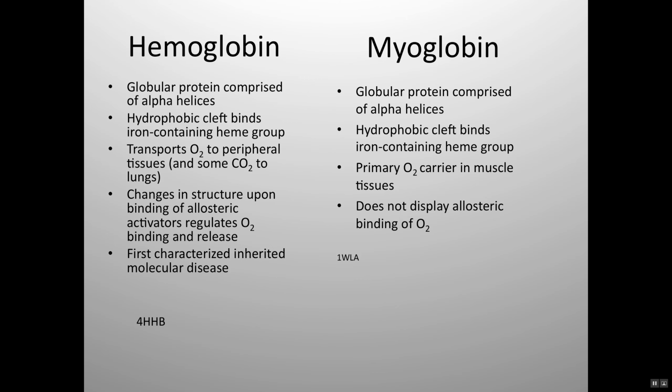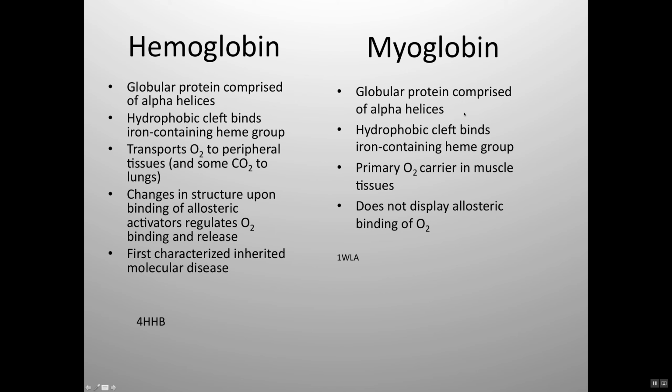So, as I said, they have many similarities. They're both globular proteins comprised of alpha helices. They have a hydrophobic cleft binding the ion-containing heme group. Now, hemoglobin's function is to transport oxygen to peripheral tissues, and it also transports some carbon dioxide back to the lungs. When hemoglobin binds allosteric activators, it changes in its structure, and this regulates the oxygen binding and release. And incidentally, a mutant form of hemoglobin was the first characterized inherited molecular disease.